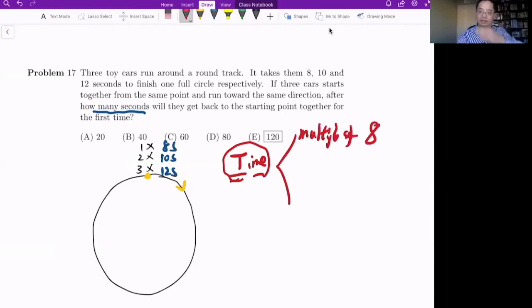Eventually what we want is that after running for a while, they all go back to the starting point, so that's several full circles. Now for car 2, it's similar. Car 2 finishes one circle in 10 seconds, so after several circles the time must be a multiple of 10: 10 seconds for one circle, 20 seconds for 2 circles, 30 seconds for 3 circles.